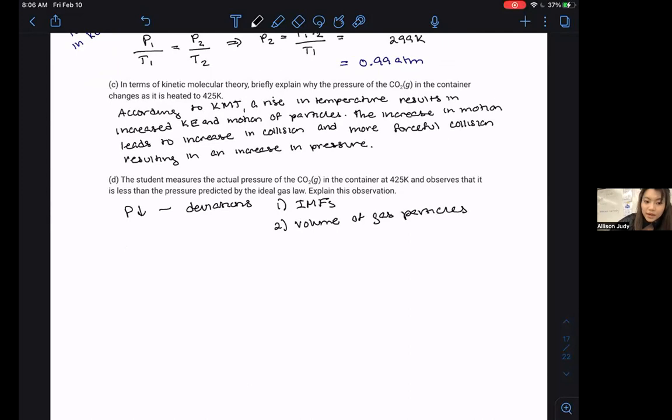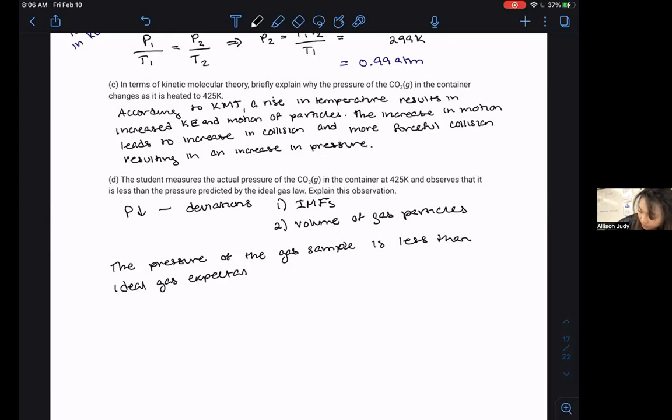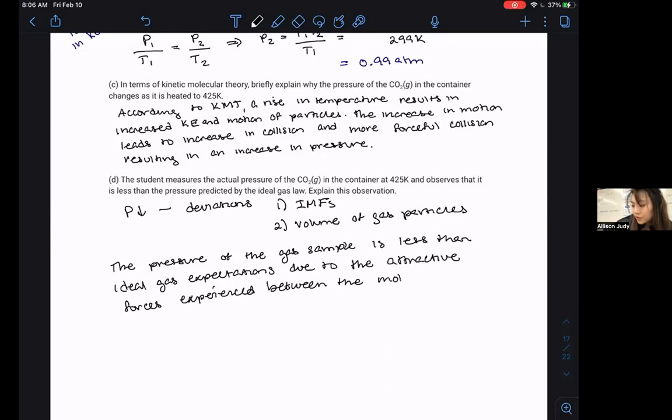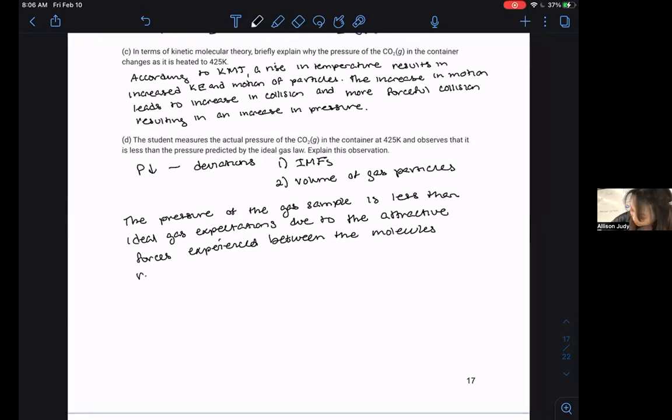So what we see here is for us, the pressure of the gas sample is less than ideal gas expectations or predictions due to the attractive forces experienced between the molecules, resulting in inelastic collisions and less pressure produced.